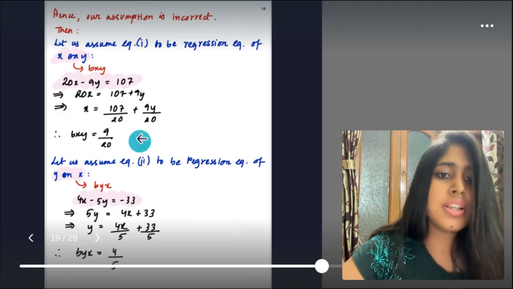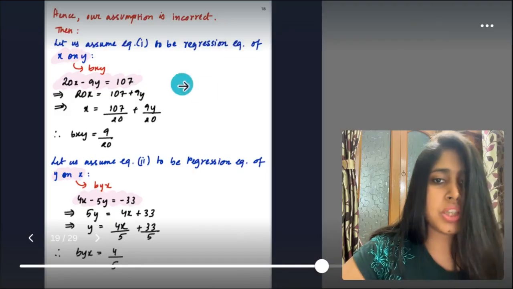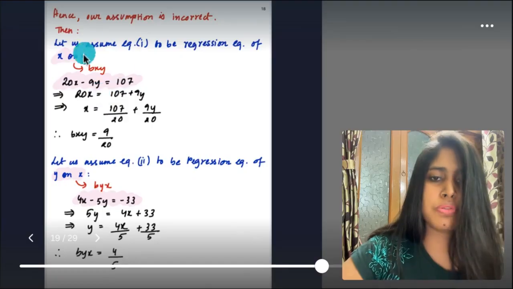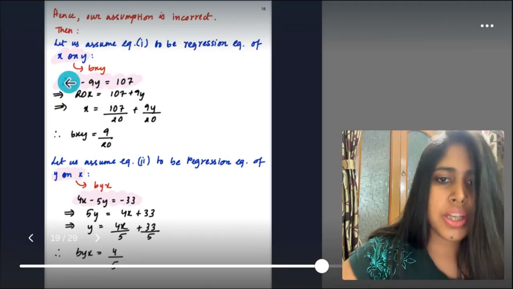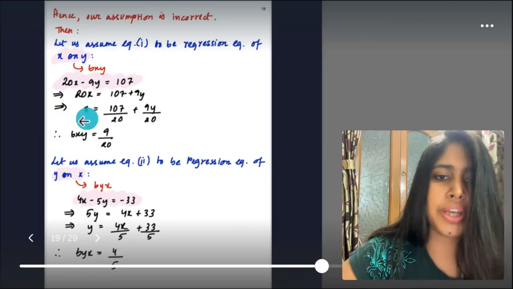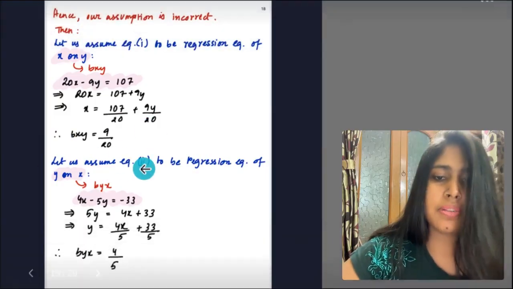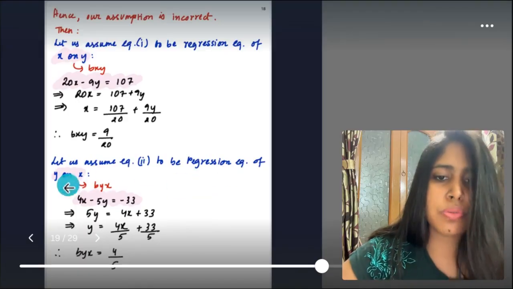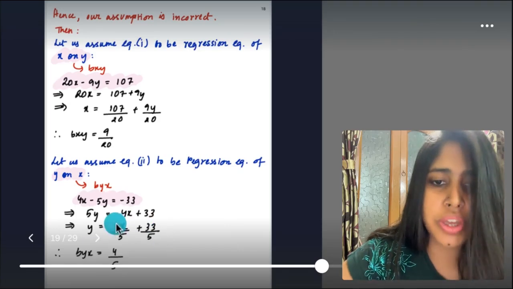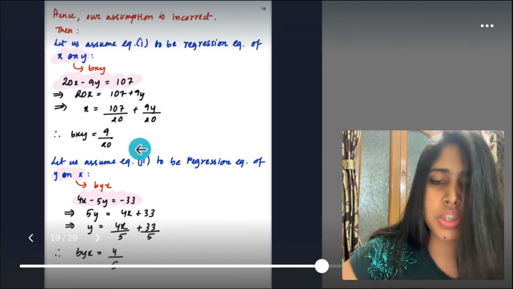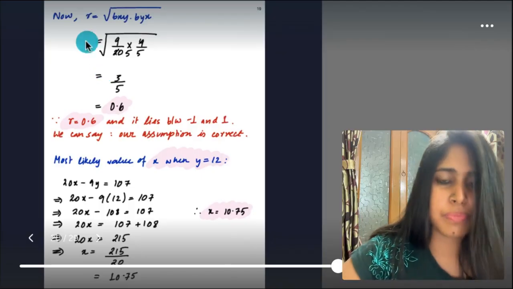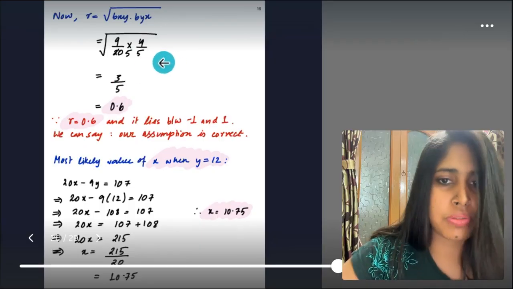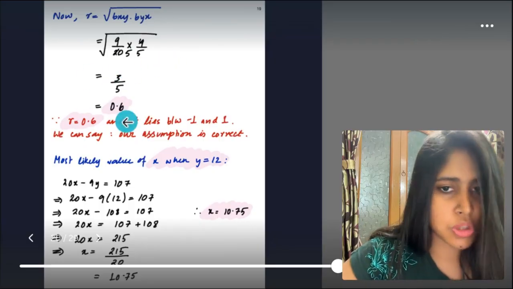Then what we need to do is now assume that equation 1 be the regression equation of x on y. We just do the opposite. So we need to find the bxy from equation 1. Basically the coefficient of y is bxy, which is 9 by 20, and for the second equation, let it be the regression equation of y on x. So we need to find byx, which is the coefficient of x, which is 4 by 5. So byx is equals to 4 by 5. Now let us check again. r is equals to root over bxy into byx is equals to 9 by 20 into 4 by 5, which is equals to 3 by 5, which is equals to 0.6.